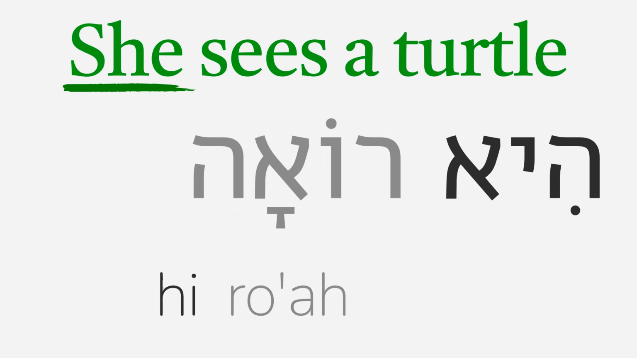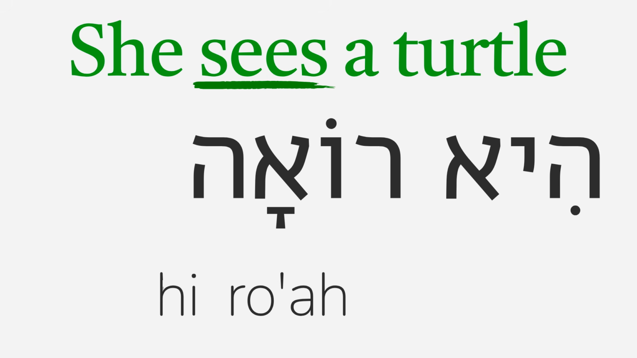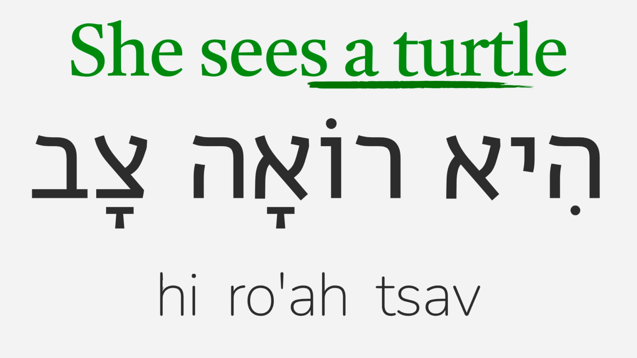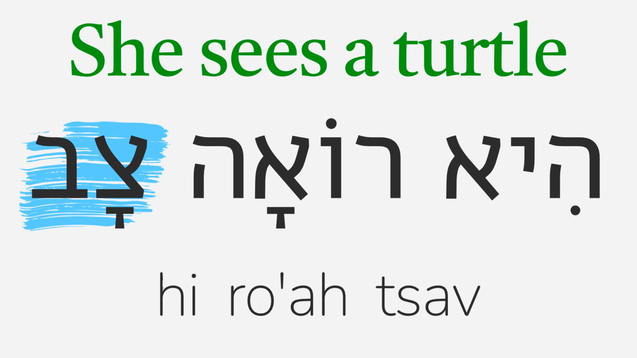And note that the object must be definite. To say she sees a turtle, we say hi, she, ro'a, sees in feminine singular form, tsav, a turtle. Hi ro'a tsav. She sees a turtle. In this sentence, the direct object, tsav, turtle, does not need the word et before it because it is not definite. It's not a specific turtle, it's just a turtle. And et is only used before definite direct objects.